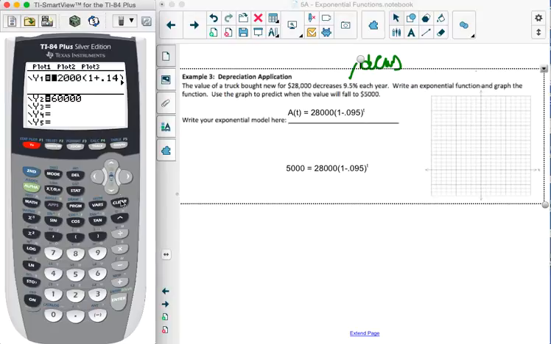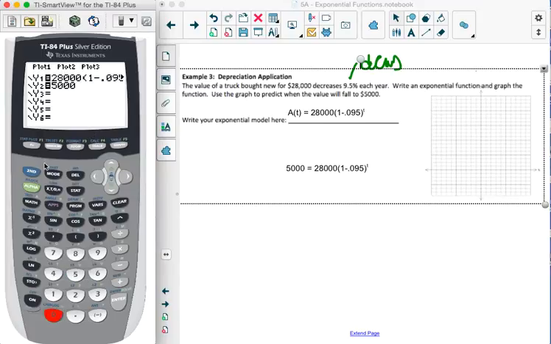We're going to use our calculator again. It's a decay model this time. So 28,123 times, and then 1 minus 0.095 to the value of x. And that's going to be 5,000.